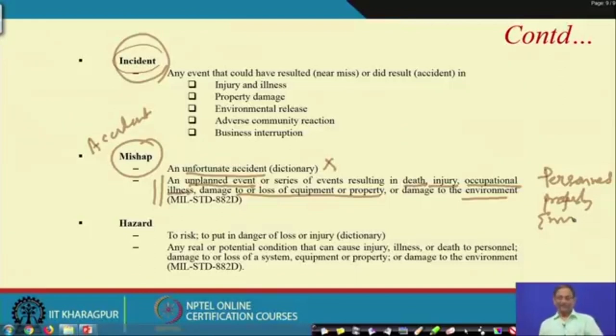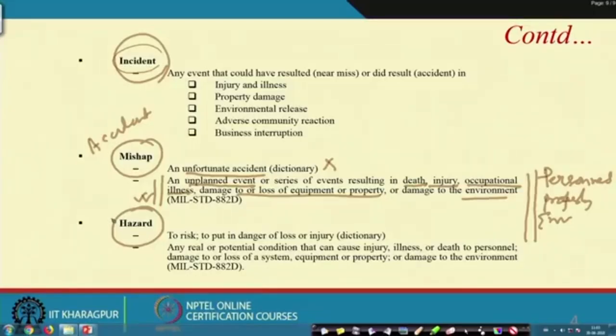So an accident or mishap leads to damage for personnel, for property, for environment, individually or collectively or in combination. Mishap and accident are synonymous for us. Mishaps and accidents are unfortunate events, random events. We say accidents are of two types: one is basically man-made, another one is the chance event. Whatever may be the reason, we will discuss that later on, but for the time being please stick to this definition: an unplanned event or series of events resulting in death, injury, occupational illness, damage to or loss of equipment, property, and environment damage.